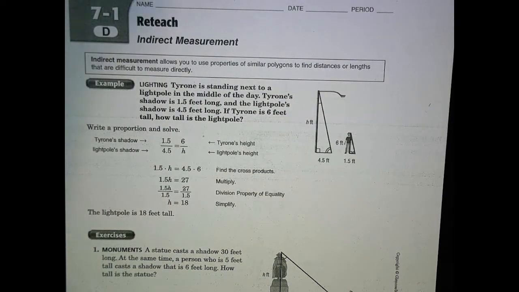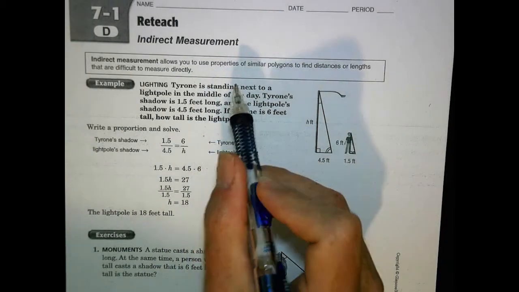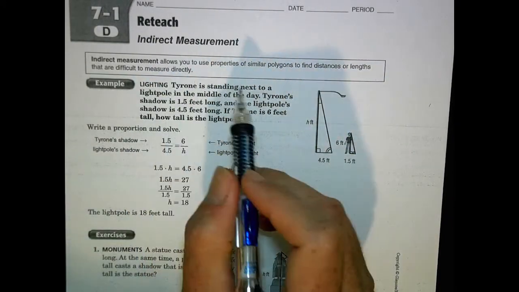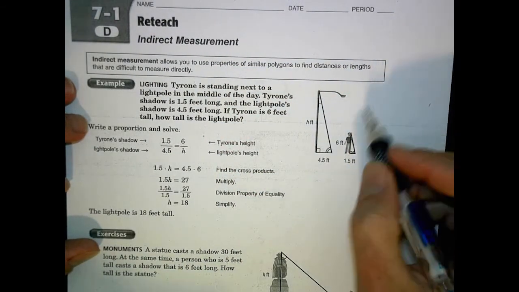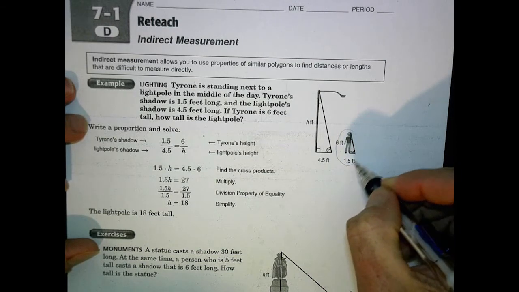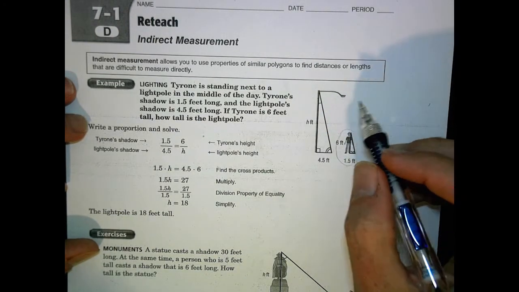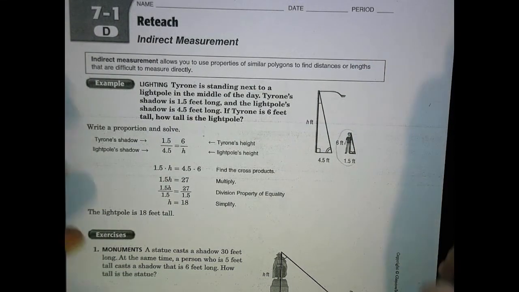Alright, looking today at indirect measurement. Indirect measurement allows you to use properties of similar polygons to find distances or lengths that are difficult to measure directly. Essentially, you're looking at a couple of different shapes and saying, because I know this information, I can now use something similar to find unknown information here. You do this by setting up a proportion and solving.